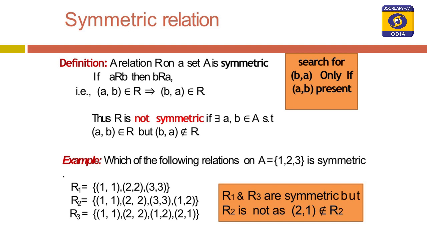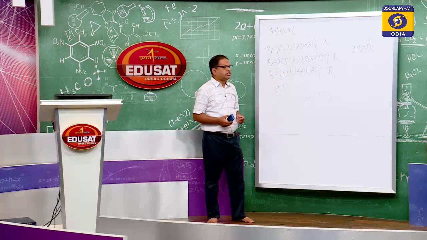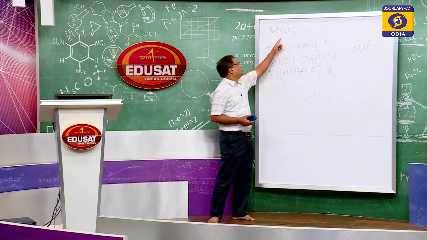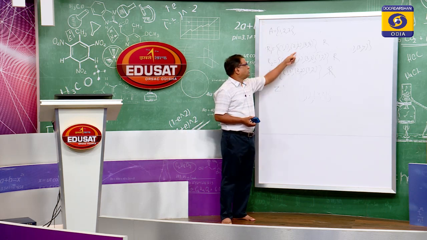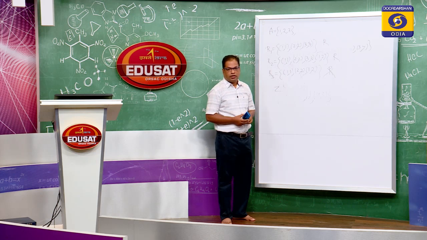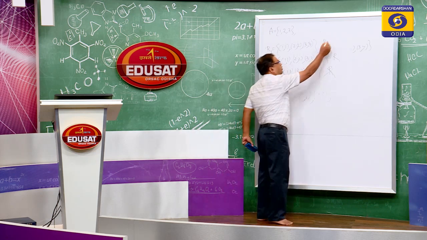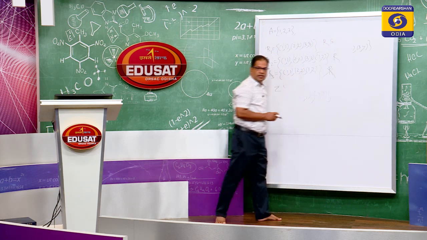So, but when R is not symmetric, if (A, B) is present, (B, A) is not present. So, let us discuss the same example again. The set A is {1, 2, 3} and R1 = {(1,1), (2,2), (3,3), (1,2)}. This is already reflexive. Whether this is symmetric: if (1,2) is present, we will search for (2,1). Here (2,1) is not present, so this is not symmetric.